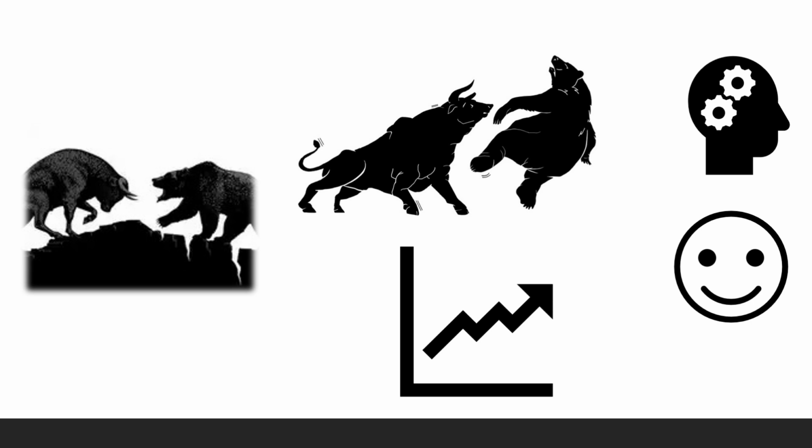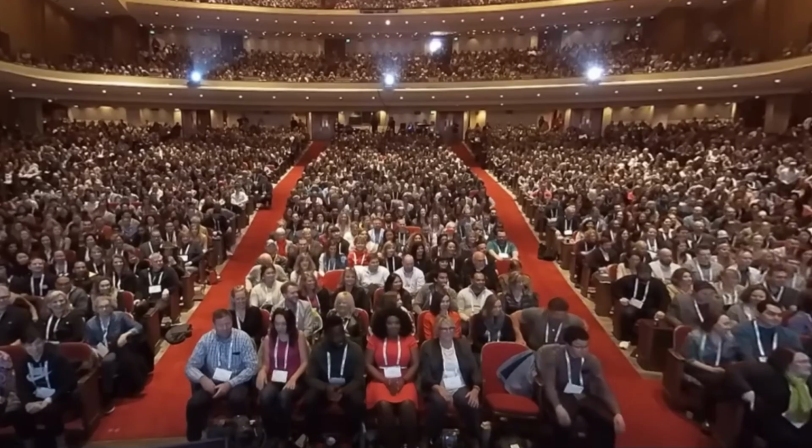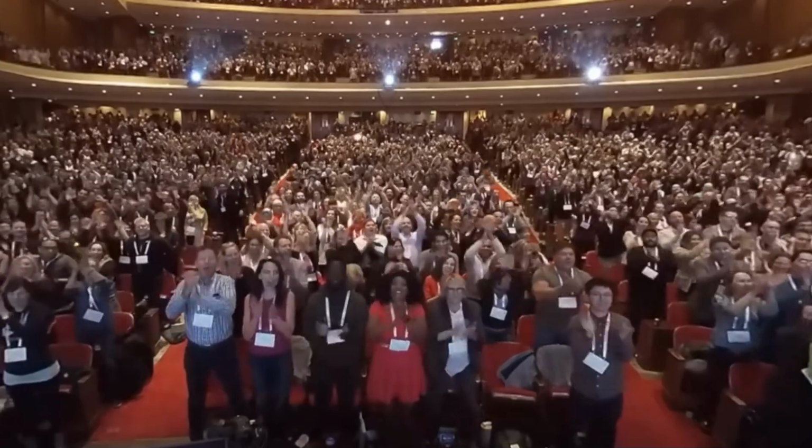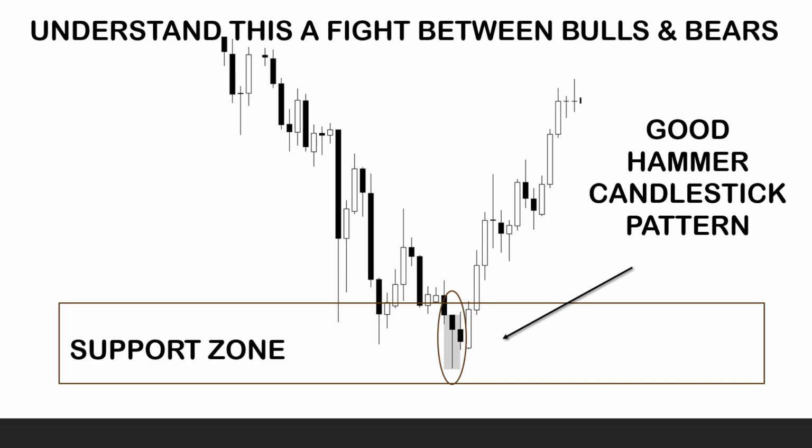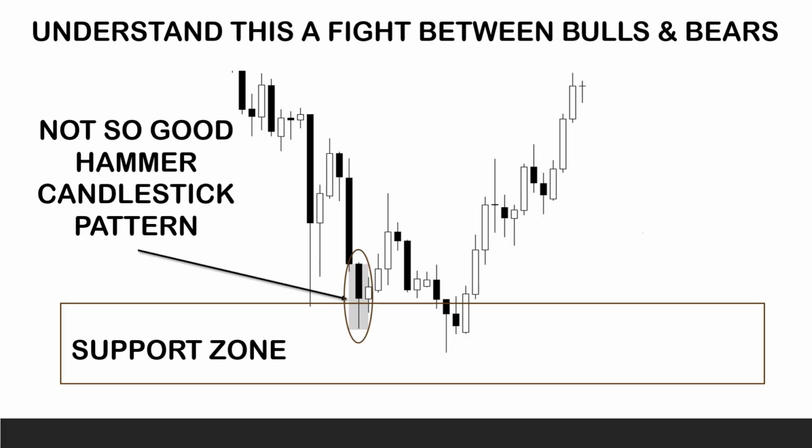Now, what happens to the psychology of the people? Here, the psychology of the people is positive. They will applaud. They are happy. And when people are happy, they will start entering the market. And that is why the price will start going up from there. And that is the reason why this hammer is better than the previous kind of hammer that was there in the support zone. So you understand the language of the market, which is technical analysis.